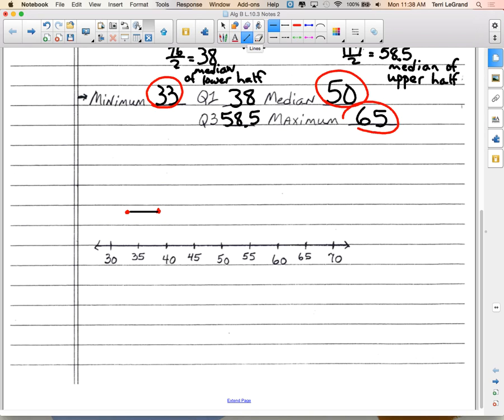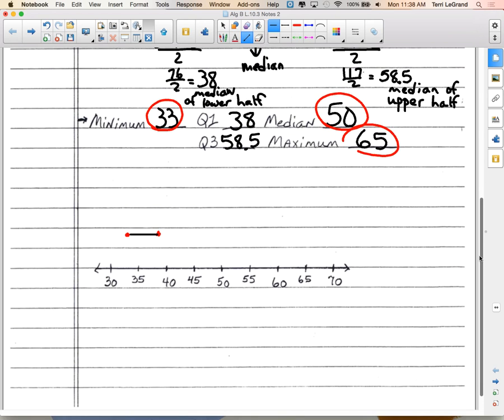There's the first part of our box and whisker plot. The lower whisker gets made with the first 2 points. That represents 25% of the data.